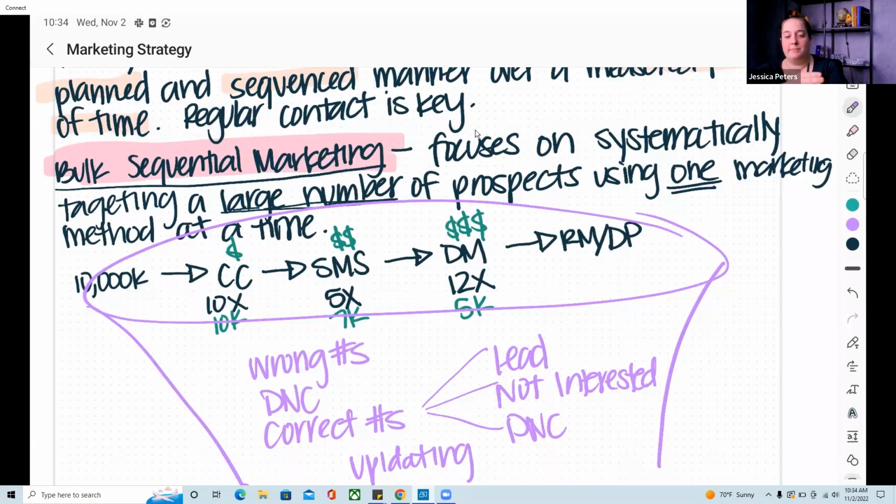And some people go straight from cold calling to direct mail. They don't want to do SMS. Some people just do SMS and then direct mail. So you adapt this to whatever you want to do, but you're tracking everything so that you can tell what records have I called but not texted? What records have I texted but not sent direct mail? Because you're tracking all of that, you can filter by that and then put those records into the next strategy that you want them to be in.